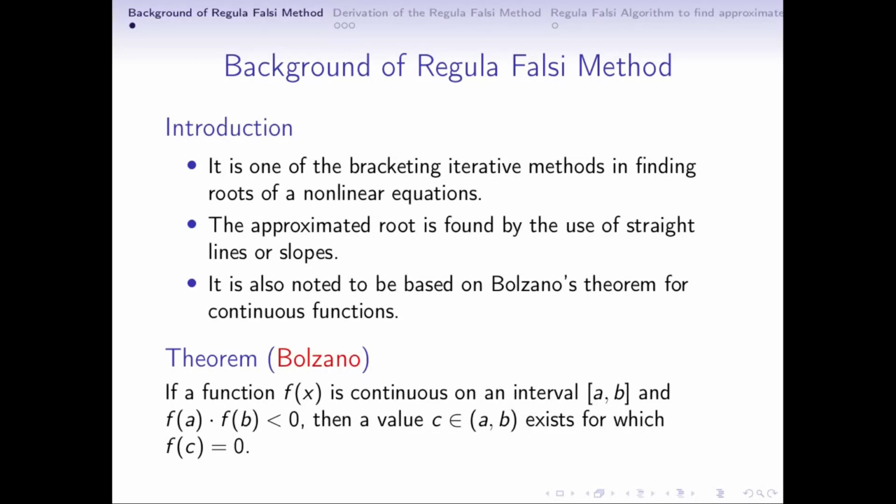Bolzano's theorem says if a function f(x) is continuous on an interval [a, b], and the functional value of a times the functional value of b is less than 0, then a value c belonging to the open interval (a, b) exists for which the functional value of c is equal to 0.